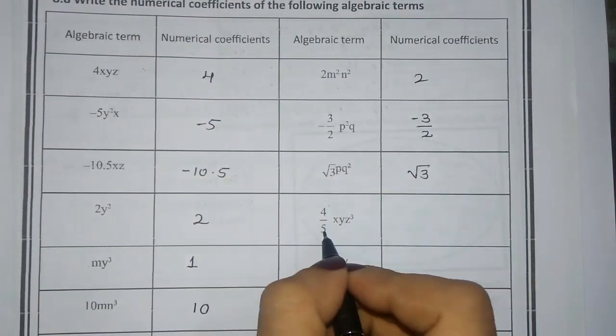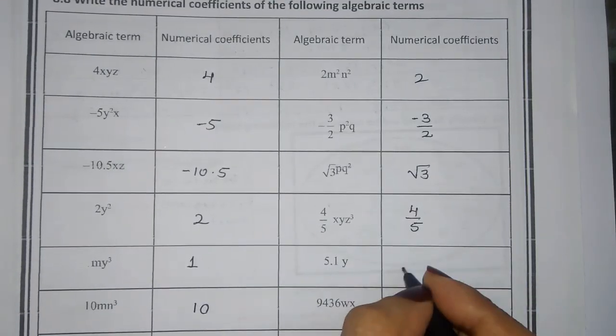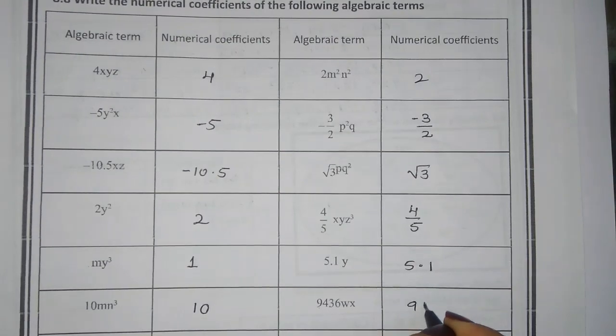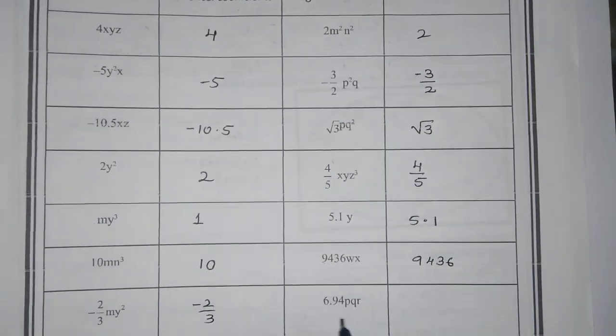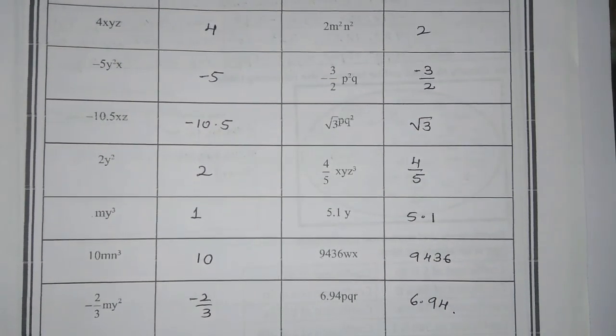Root 3 is the numerical coefficient. 4 by 5 is a numerical coefficient. 5.1 is a numerical coefficient. And 9436 is the numerical coefficient. And here the last one, 6.94 is a numerical coefficient. So this completes the learning sheet 30.